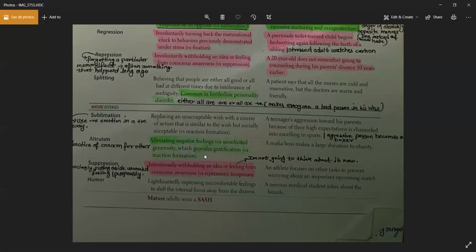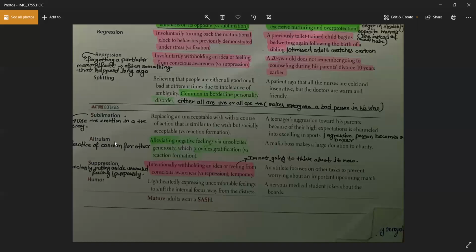It is very different from reaction formation. What was happening in reaction formation? The same energy was being transferred onto something else, and you're doing the opposite of what you're thinking. But in altruism, you're basically doing generosities. All these mature defenses are basically beneficial to society. Sublimation is beneficial to society. Altruism is again beneficial to society because they're helping others with their feelings.